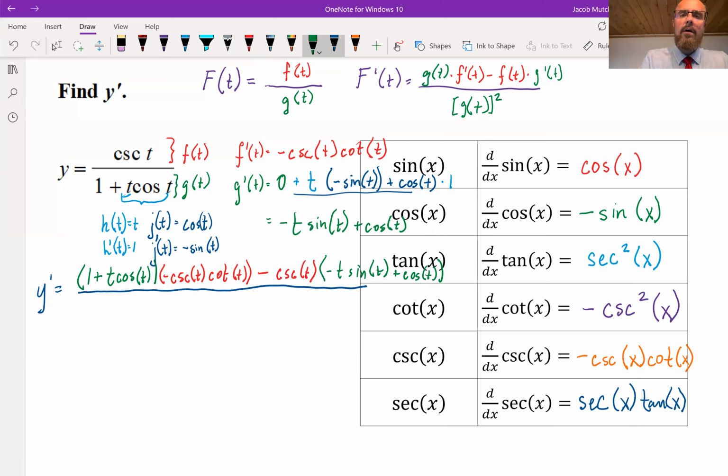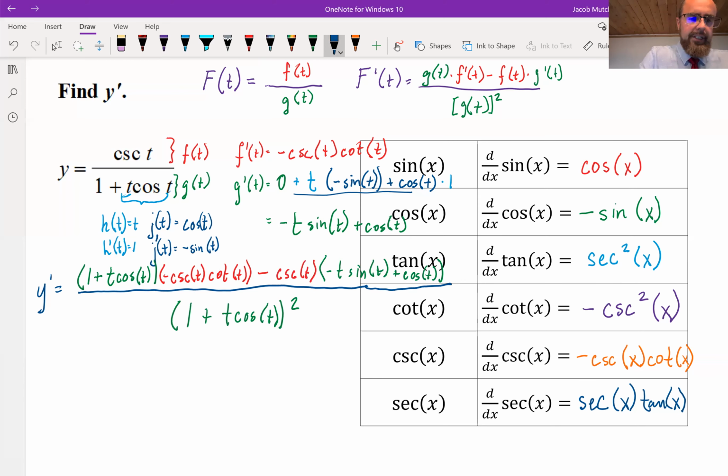And that's all going to be over, if I extend that line so that it covers that whole numerator, over the original g of t squared. So that one I'm not going to do anything with. 1 plus t cosine t squared. So again, I could just box that, but my feeling is there's probably some cancellation. So what I want to do is distribute the numerator and see if I can reduce it.